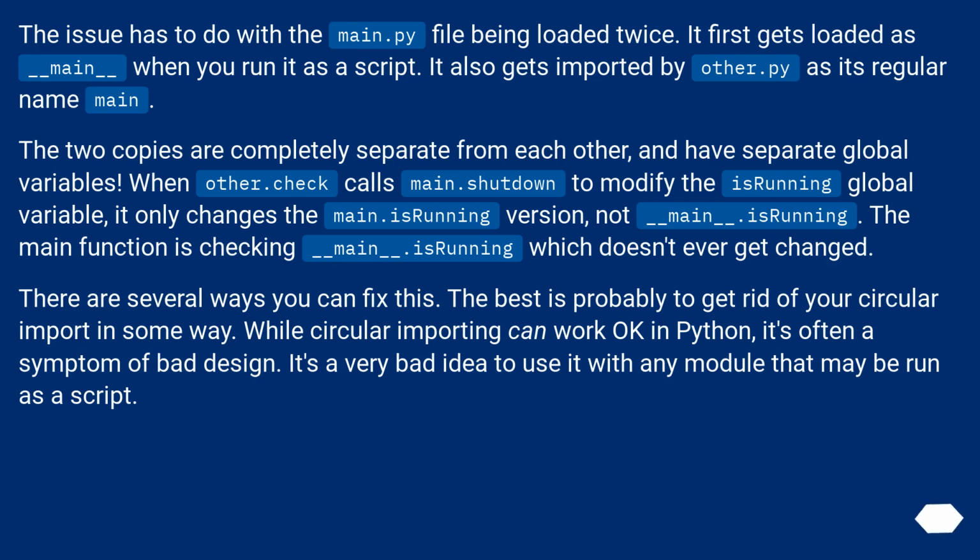When other.check calls main.shutdown to modify the is_running global variable, it only changes the main.is_running version, not __main__.is_running. The main function is checking __main__.is_running, which doesn't ever get changed.